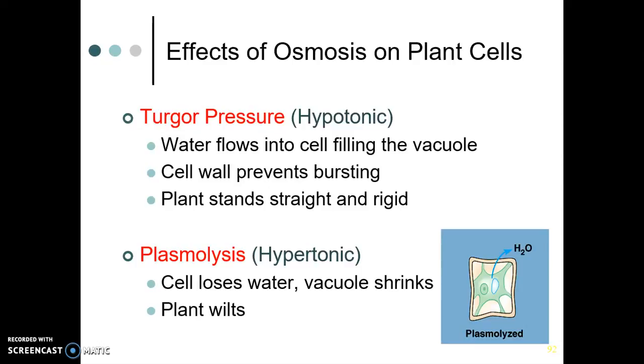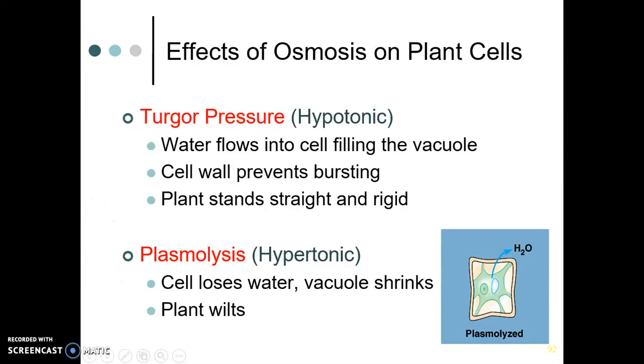Hyper, the water gets kicked out of the cell, so the vacuole shrinks because it's losing water, but the cell doesn't shrink because of that cell wall. So it stays a little bit rigid. This is called plasmolysis because what's happening is the plasma membrane pulls off of the cell wall. Cell wall stays put, but the plasma membrane shrinks in. Plasmolysis, the loosening of the plasma membrane, okay, if you're using your prefixes and suffixes.